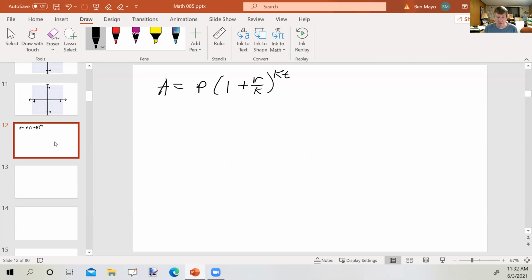A stands for the final amount. R stands for the annual interest rate that needs to be converted from a percent to a decimal. K stands for the number of compoundings per year, and t stands for time in years.